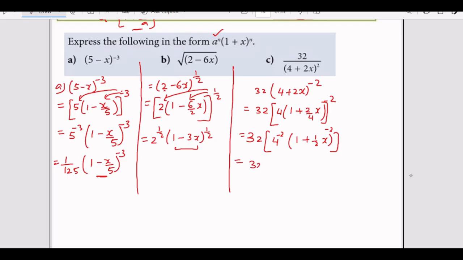Now we can remove this square bracket. So this is 32 and this is going to be 1 over 4 times 4, which is 16, times 1 plus half x power minus 2. So finally we have 16 times 2, it's 32, times 1 plus 2x. See, now this is of the form a to the n times 1 plus x to the n. Then we will proceed with the binomial expansion that we have learned before, right?